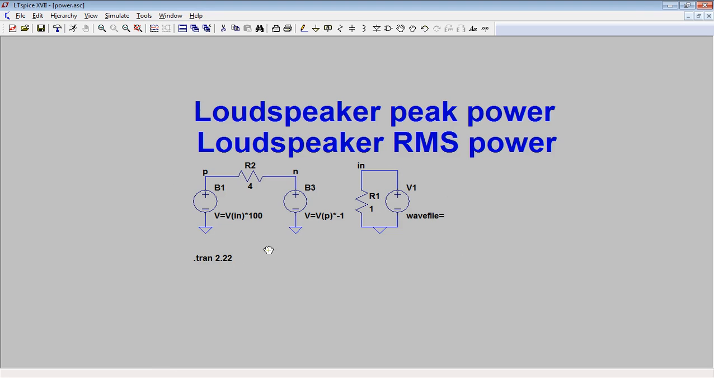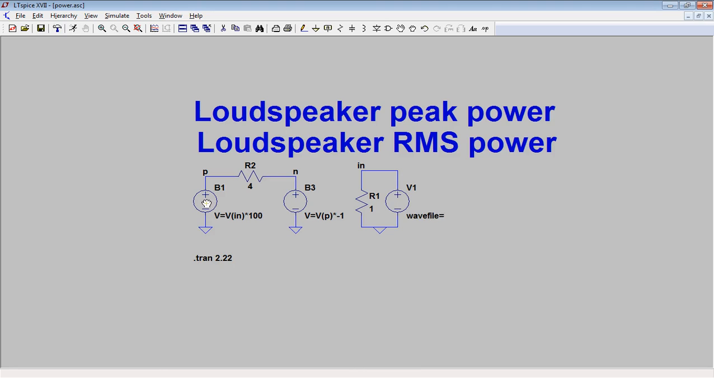Okay, so what I've got here is the LTSPICE simulator, and I've got a voltage source where I've got wave file equals, and then I'll type in what the sample's called after I've sampled something, and that's going into a 1 ohm resistor. Now the wave file will be normalized to 0 dB, which means it's got a maximum amplitude of 1 volt.